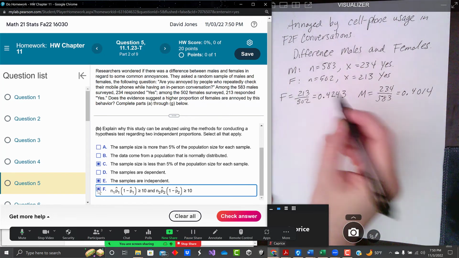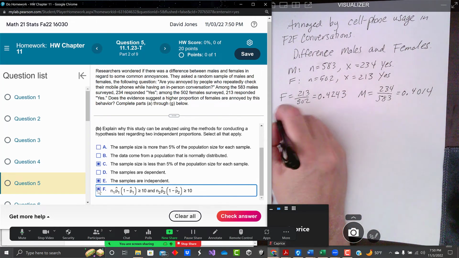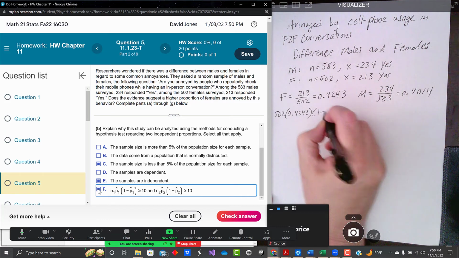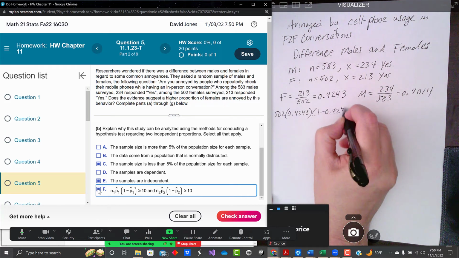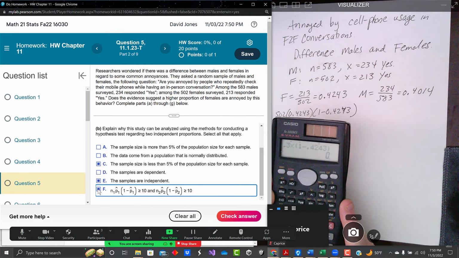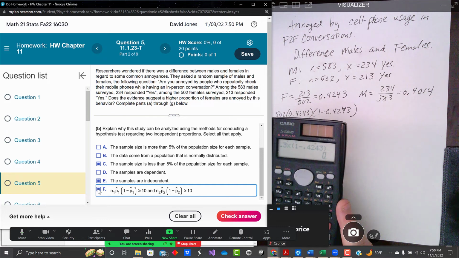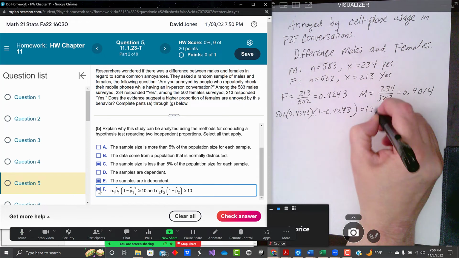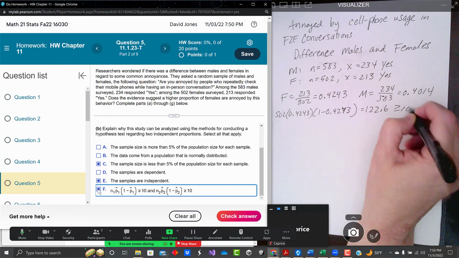So for females, n was 502. 502 times 0.4243 times 1 minus 0.4243. And make sure if you're doing it in a calculator, use parentheses or do the minus sign stuff first. I'm getting 122, which is 122.6. That's greater than or equal to 10.